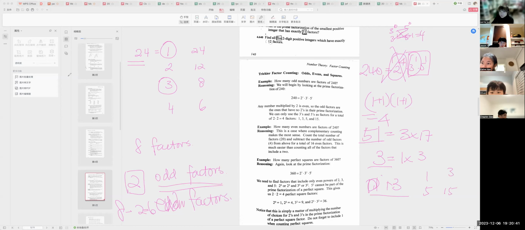Exactly 4 of them. Understand? Okay, so when you find out how many odd factors 240 has, which is 4, it's very easy for you to find out the even factors. The number of factors is 4 plus 1 times 1 plus 1 times 1 plus 1, so it equals 5 times 2 times 2 equals 20. So 20 minus 4 equals 16. So 16 of them are even and 4 of them are odd. Get it, everybody?